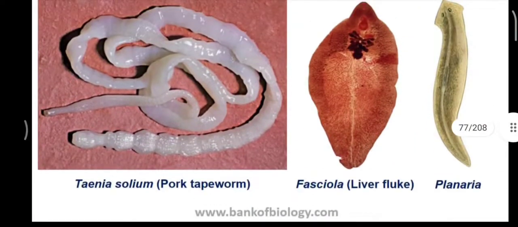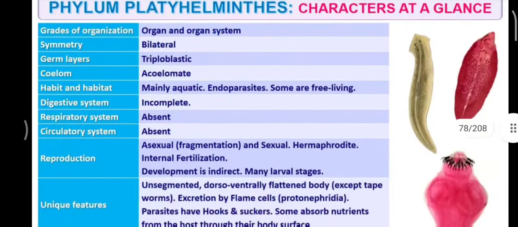Here they gave an example: Taenia solium, the pork tapeworm. Taenia solium is the pork tapeworm. Its hosts are the human as well as the pig. Fasciola hepatica, the liver fluke, and planaria.